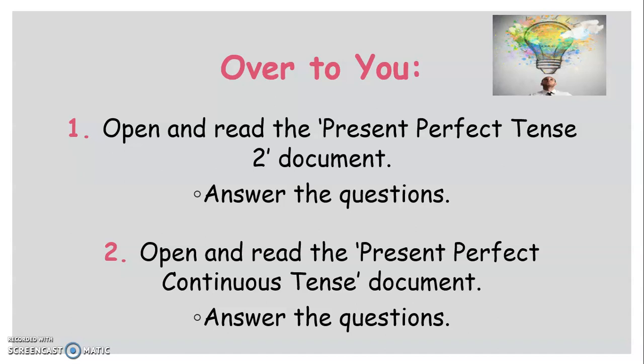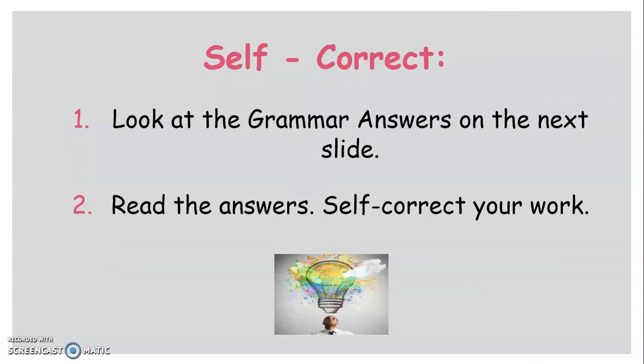So, the present perfect simple, you're looking for have or has plus the past participle. So, I have lost my watch or I have been to Paris. For the present perfect continuous, you're looking for have or has been plus ing. So, for example, it has been raining, or has been running. Okay, so answer the questions, and when you are finished, you can look at the grammar answers on the next slide. Read the answers and self-correct your work.